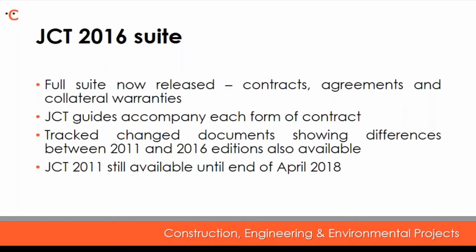JCT have now updated all the building construction contracts and subcontracts, agreements, and collateral warranties. JCT have also produced 2016 guides to accompany each form of contract agreement. Track change documents showing the differences between the previous 2011 edition and the current 2016 edition are also available to be downloaded from the JCT website.